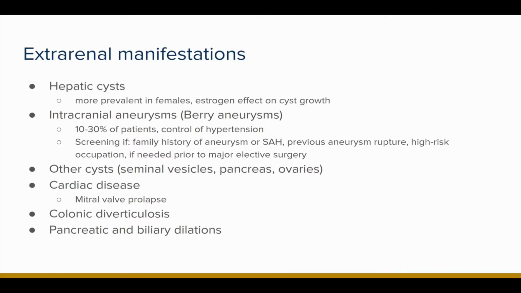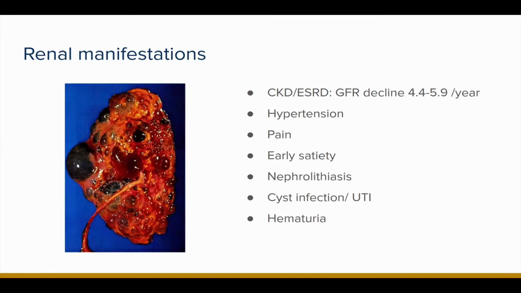They may have cysts in other organs. Cardiac disease is also prevalent, with mitral valve prolapse being the typical valvular abnormality. Colonic diverticulosis is elevated, as well as pancreatic and biliary dilatations.